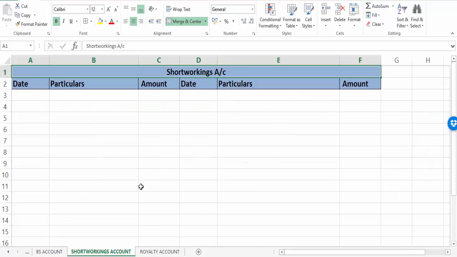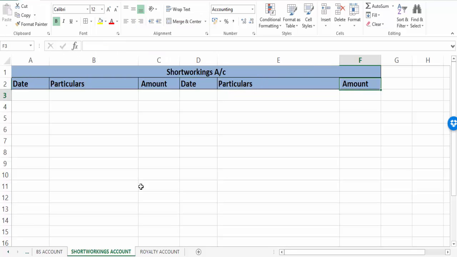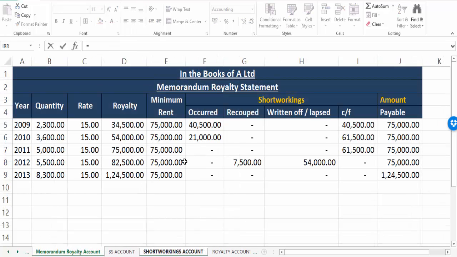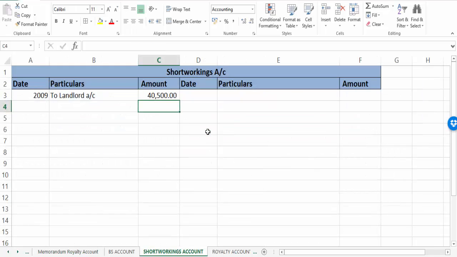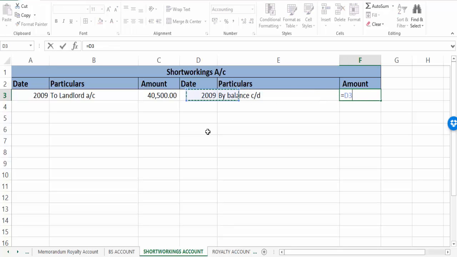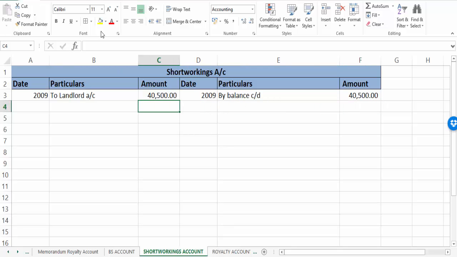Then the short workings account. So we have some calculations in short working. First 2009, short working, and that is payable to the landlord, right? To landlord account. What is the amount? Let's go to the computation sheet. We have 40,500, and this is carried down, right? So we'll say by balance carry down. How much? 40,500, and this account has been closed. So let me just put it.